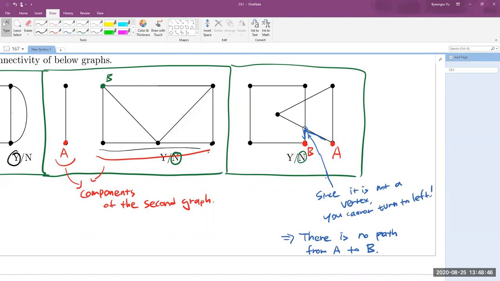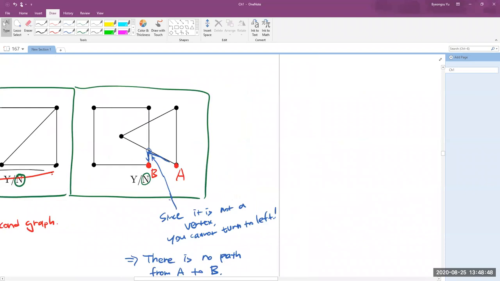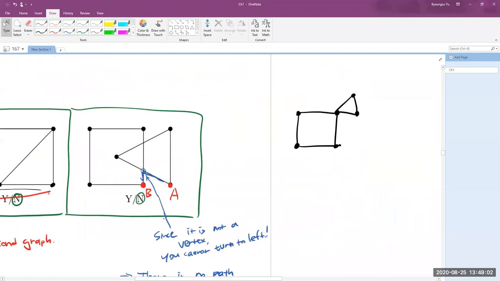So it depends on how they connect. For example, if they are connected, they share some vertex, like this. In this case there is a rectangle and a triangle, but they are connected because of this point. Or maybe they have some other edges connecting them, like this, so they are also connected in this sense.